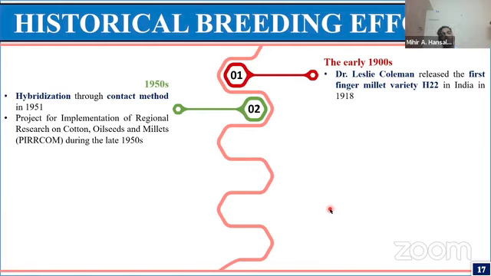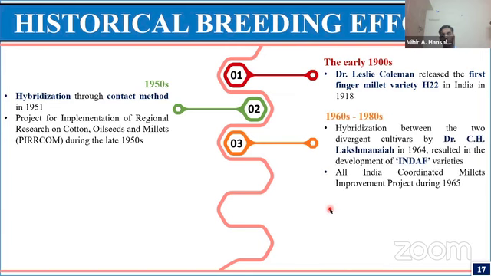Also, in the late 1950s, the project for implementation of regional research on cotton, oilseed, and millets spread awareness of improvement all over India. Till this point, improvement was confined to the southern states of India, like Tamil Nadu, Karnataka, and Andhra Pradesh. Third is 1960 to 1980s, where hybridization between two divergent cultivars, African germplasm and Indian cultivars, was done by Dr. C.H. Lakshmanna in 1964, which resulted in the development of INDAF cultivars. Also, the All India Coordinated Millets Improvement Project started during 1965.